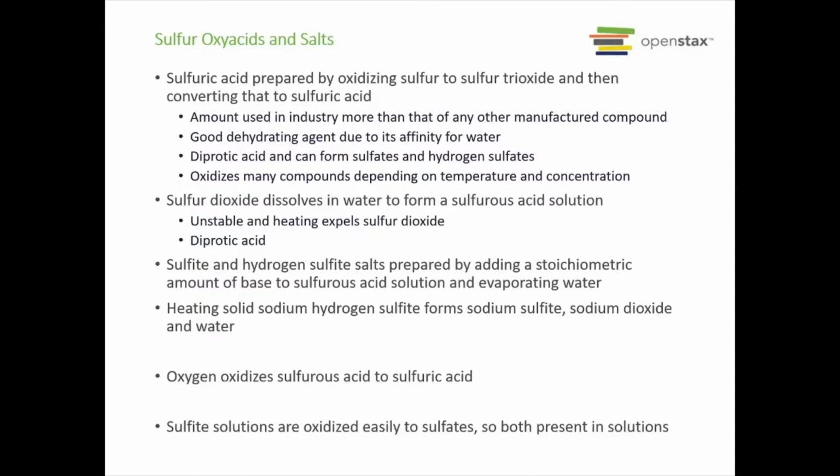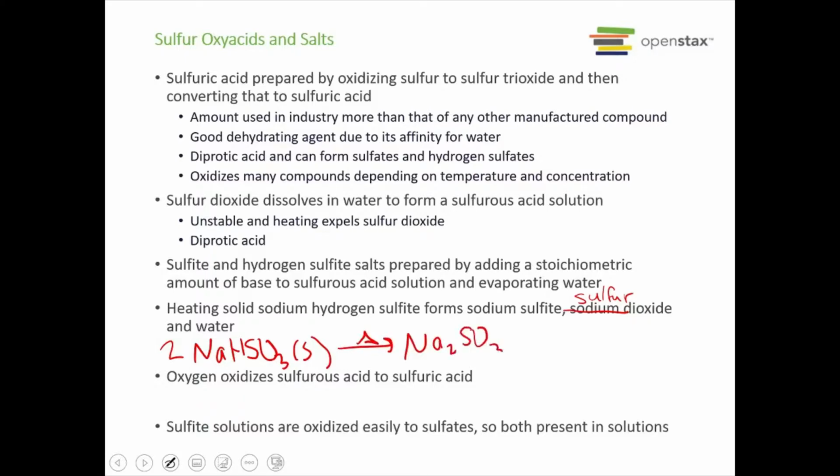If you take sodium hydrogen sulfite and you heat it, you can form sodium sulfite as well as sulfur dioxide and water. Not sodium dioxide, that should be sulfur dioxide, excuse me. So we take some NaHSO3, solid sodium hydrogen sulfite, give it some heat, and we get Na2SO3 and SO2 and water.